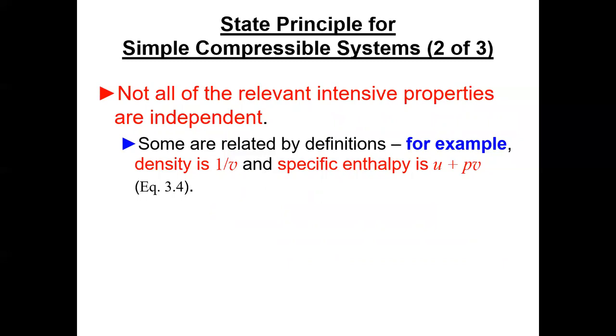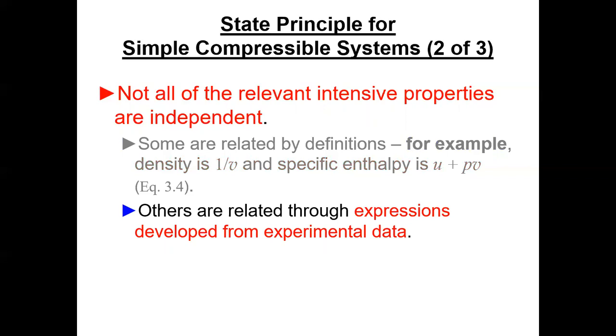Enthalpy is a convenience, because that term U plus PV will appear all the time in the equations. So after a while, the engineering community just said, well, those are all properties, U, P, and V, so if I combine those, that'll be another property. And it just makes life easier when we get to the control volume analysis. Others are related to expressions developed from experimental data. So there are correlations out there that sometimes get used.